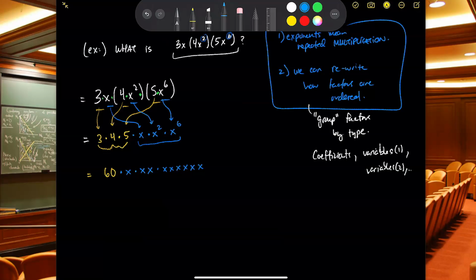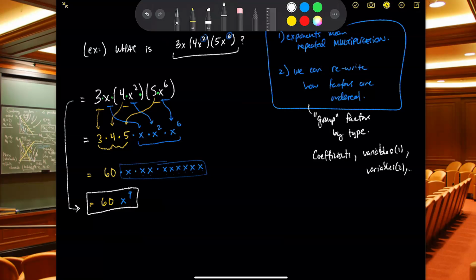So now what do we have? We have 60 times a bunch of x's. These are being multiplied by each other. How do we rewrite x's that are being multiplied by each other a certain number of times? We use exponents. This is really 60 times x. How many do I have? 1, 2, 3, 4, 5, 6, 7, 8, 9. 60 times x to the 9th. So that's the most condensed form of this expression that we started with.